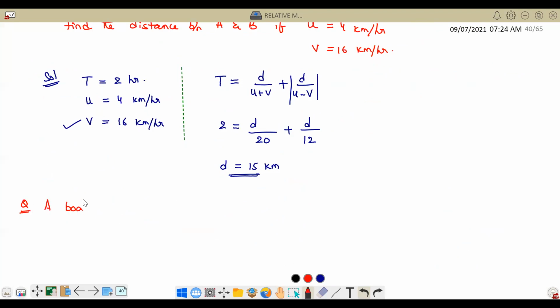A boat takes 30 minutes less time in downstream. In which stream will the time be less, upstream or downstream? Downstream. A boat takes 30 minutes less time in downstream compared to upstream.